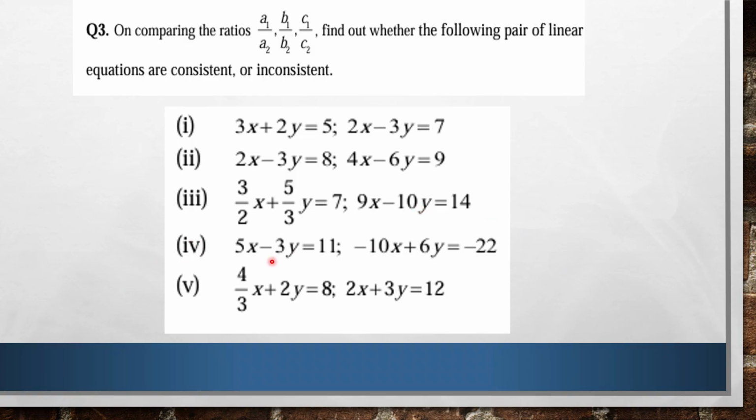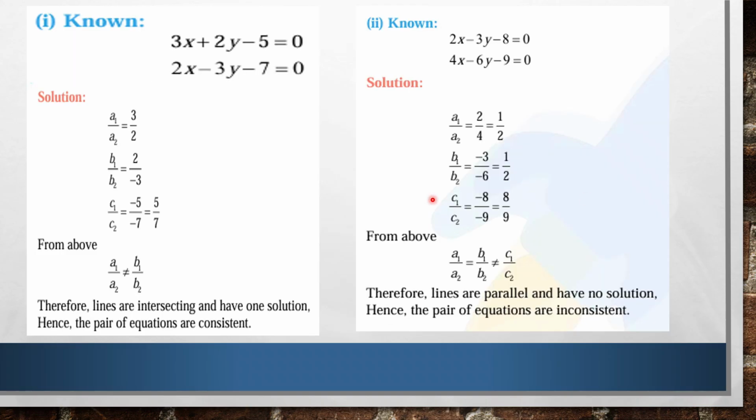Question number 4, 5x minus 3y is equal to 11, minus 10x plus 6y is equal to minus 22. Question number 5, 4 by 3x plus 2y is equal to 8, 2x plus 3y is equal to 12. Here I have to identify whether the equations are consistent or inconsistent. So here, first question, what is given here?